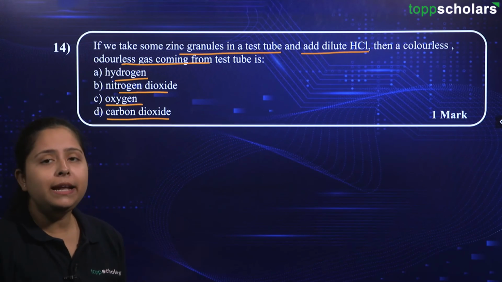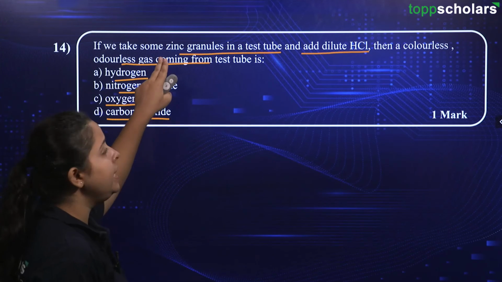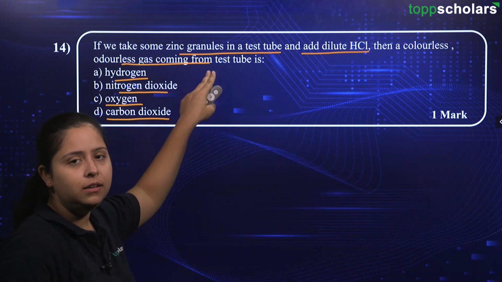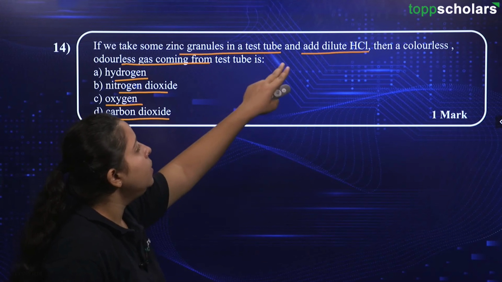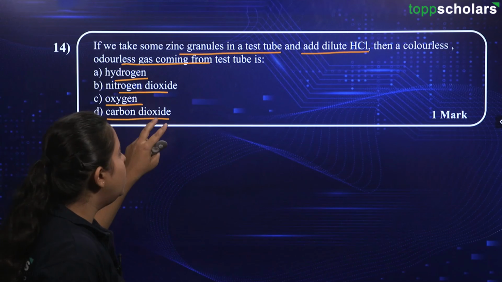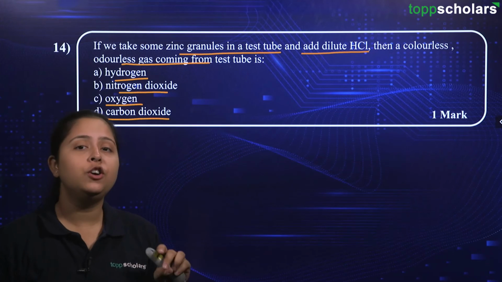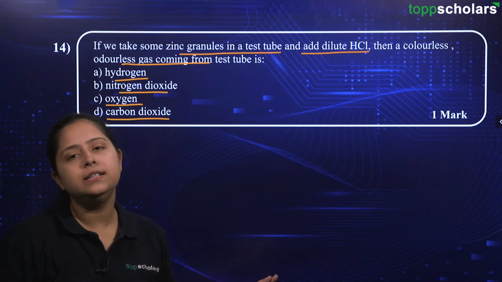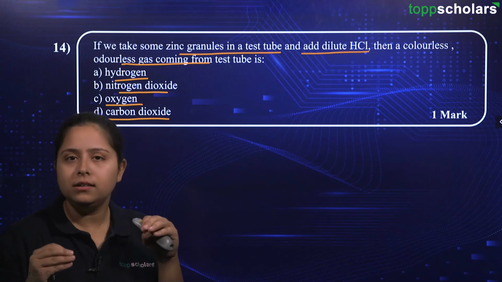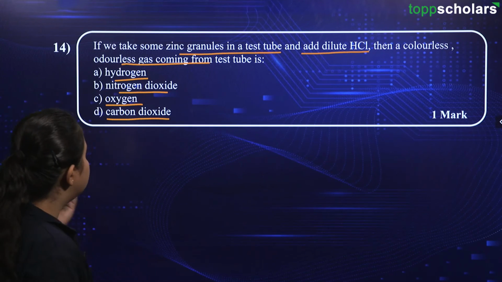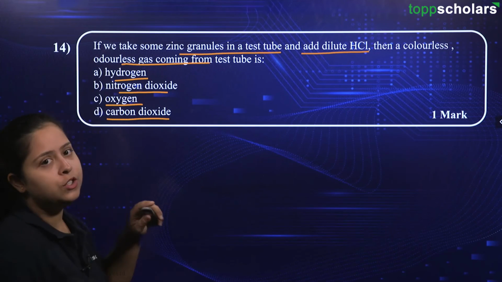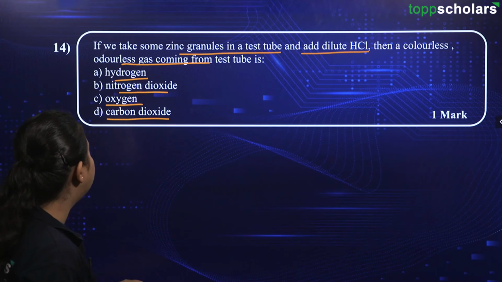Now friends, please emphasize over here that zinc granules. Zinc is a metal, right? It is reacting with the acid. So, whenever a metal is reacting with acid, you will have the liberation of hydrogen gas. This is understood when you are reading the chapter. Okay. So, we should be choosing this hydrogen option. Let us see the solution part first.